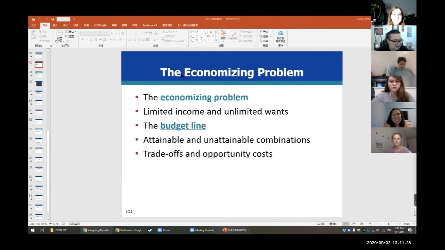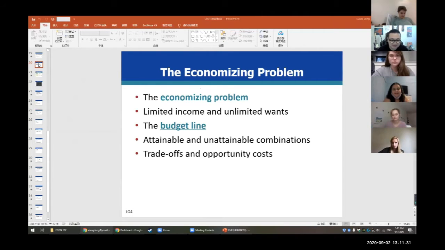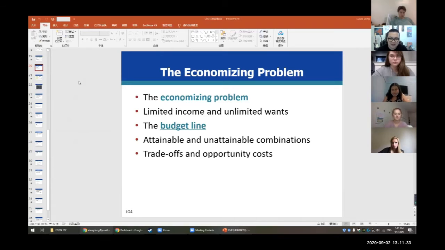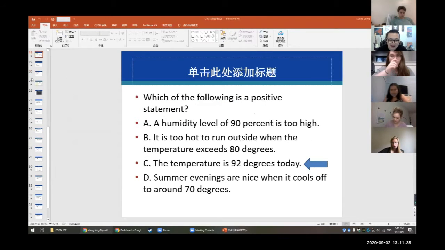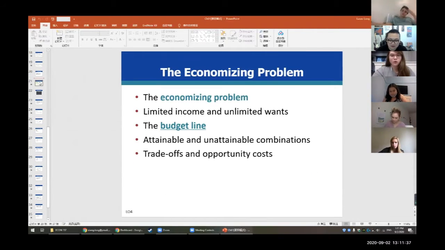Okay, let's start. Yesterday we stopped here. You still recall, yesterday we stopped at the marginal cost and marginal revenue part. So we should start right here about the economic problem.